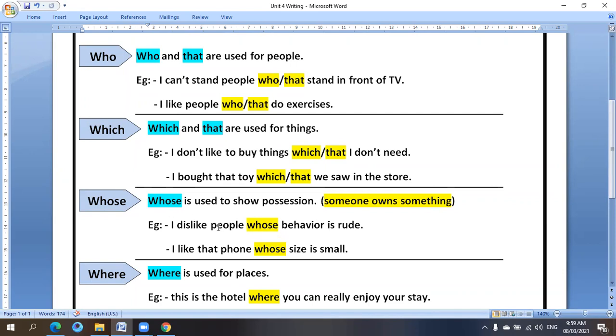Let's see. I dislike people whose behavior is rude. Behavior سلوكهم أو تصرفهم. سلوك التصرف ده بتاع مين؟ People. So that we used whose. I dislike people whose behavior is rude. I like that phone whose size is small. Size دي بتاعت مين؟ بتاعت phone. حجم الفون. Whose size is small. That's it. Okay? Is it clear? Whose? Is it clear?